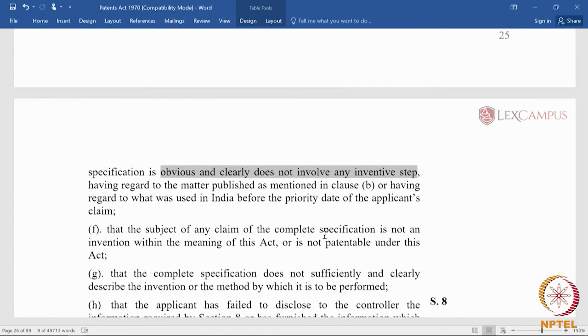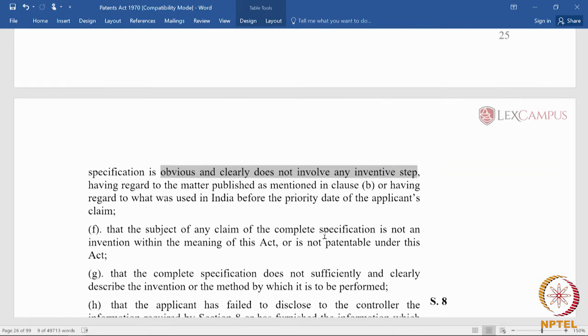So, it would have been okay if the wording of this section was "specification clearly does not involve an inventive step"; that would have been sufficient. But the emphasis on "obvious" is unnecessary, because the definition of inventive step anyway has reference to what is not obvious to a person skilled in the art. Now, though we say this pertains to lack of inventive step, or is a ground on which lack of inventive step can be challenged, this appears to be a limited ground.